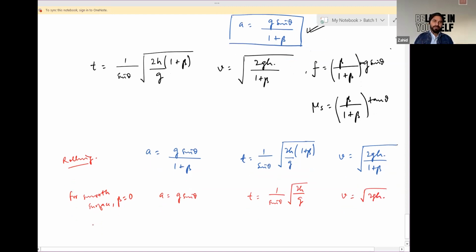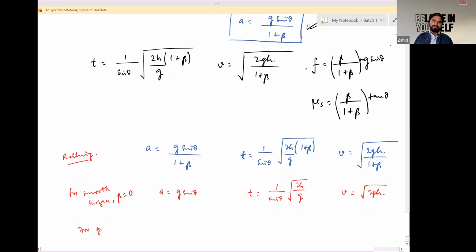Similarly, for a free-falling body, beta will be 0 and theta will be 90 degrees. So if you put these two terms in the above part, you will get a equals g, t equals root under 2h by g, and velocity will be as it is, root 2gh, which is similar to what we have obtained in the third chapter. Is it clear?